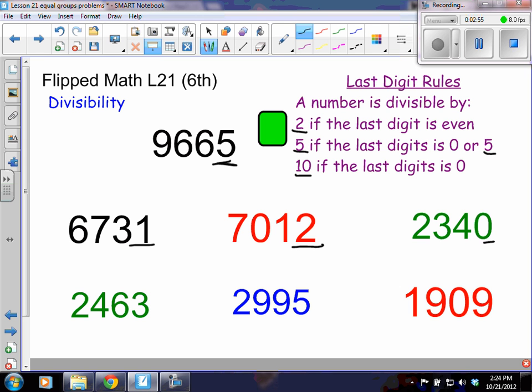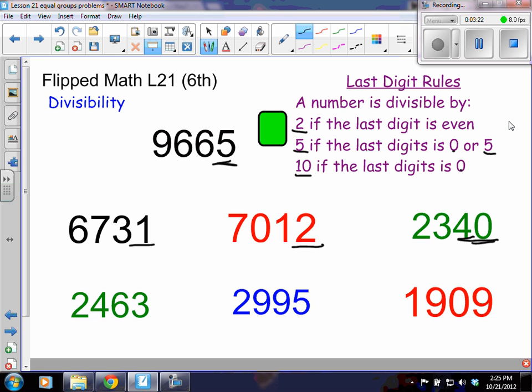We can look here, 0. When we think about 0, well, technically the 0 is attached to the number 40. We know that 40 is an even number, and so this number, 2,340, is divisible by 2. Since it ends in a 0, it must also be divisible by 5 and by 10.